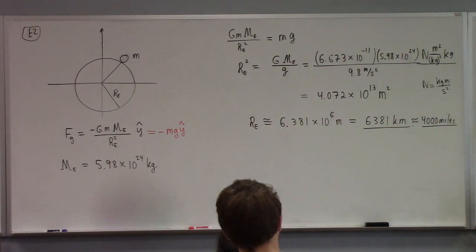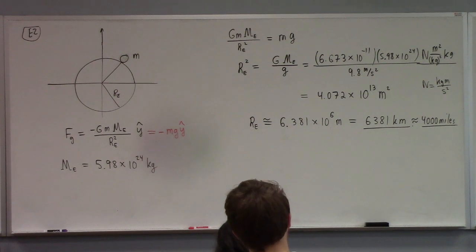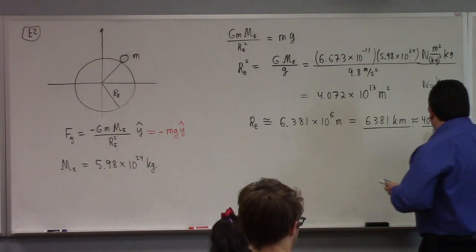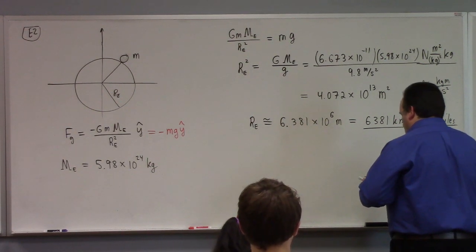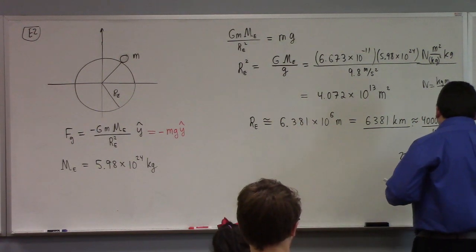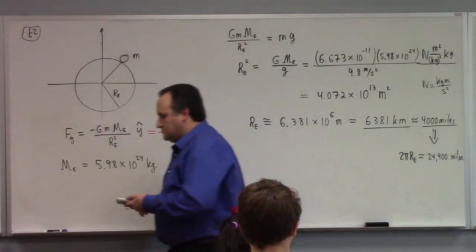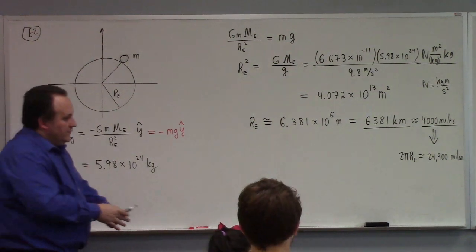If the radius of the Earth is 4,000 miles, what's the circumference? So that implies 2 pi r, with r the radius of the Earth, is roundabout 24,900 miles. So if you want to make a race, well, never mind. You can race all the way around the Earth, right? Any questions?